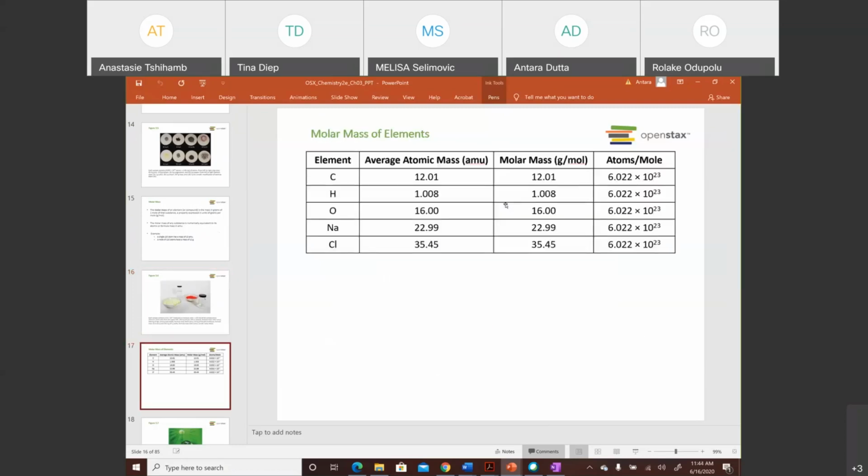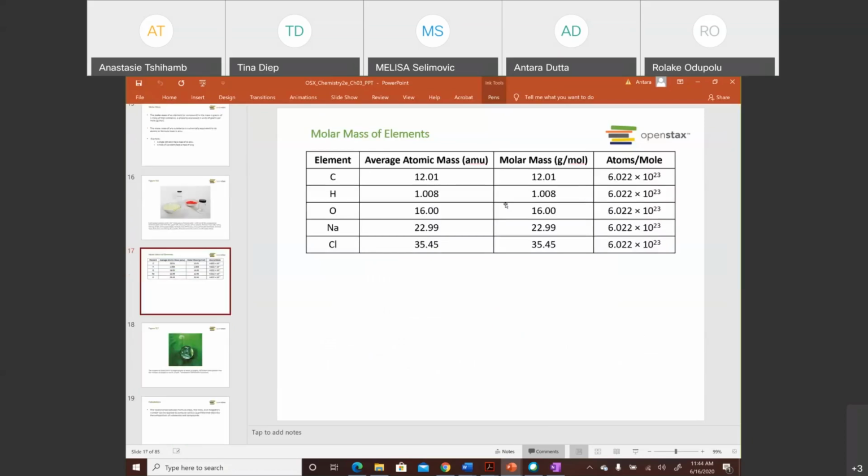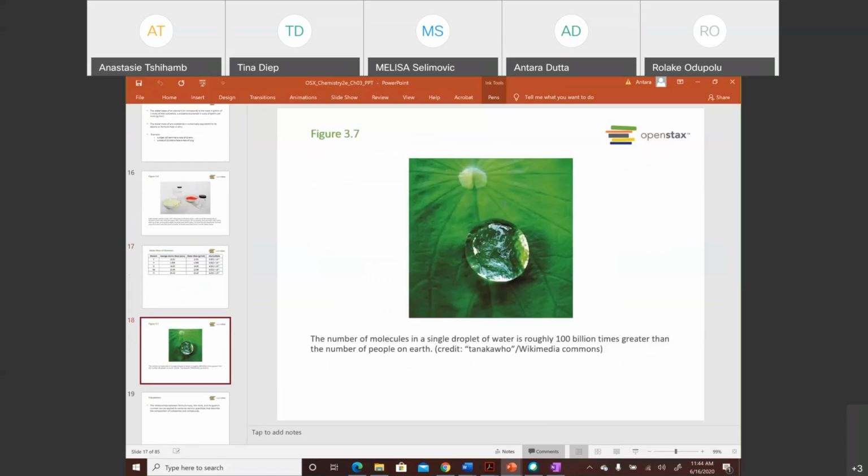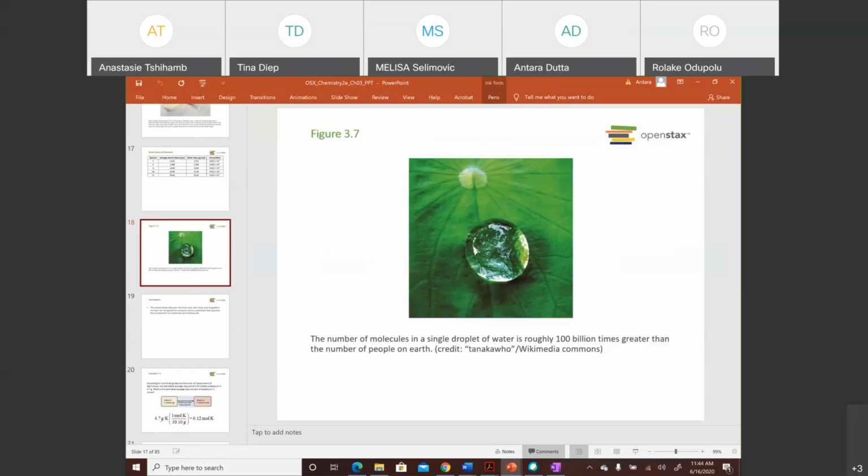Question? So here are some examples. If you just assume how many particles are actually in 1 mole, this is a single droplet of water, which is roughly 100 billion times greater than the number of people on Earth. Okay. So how many moles are there here? You can imagine.